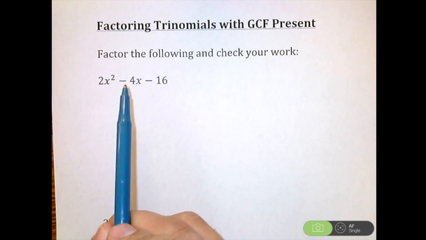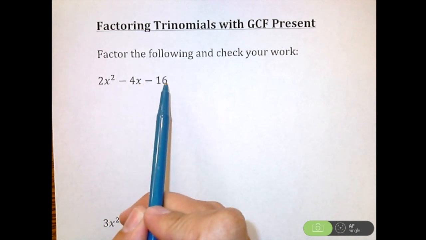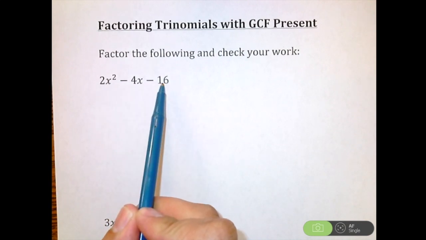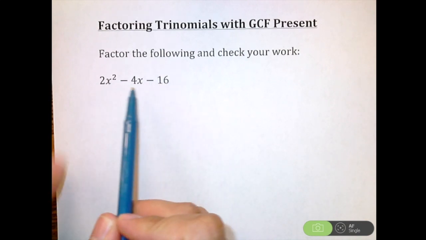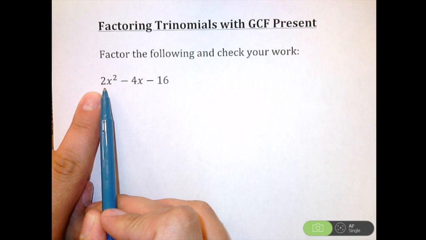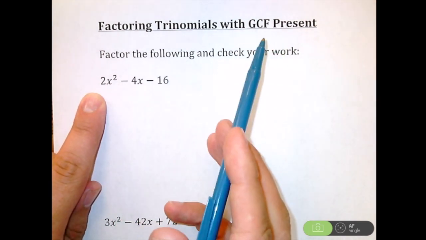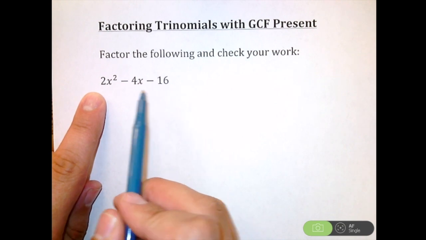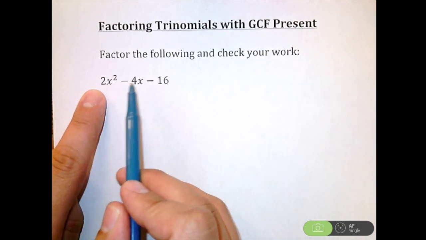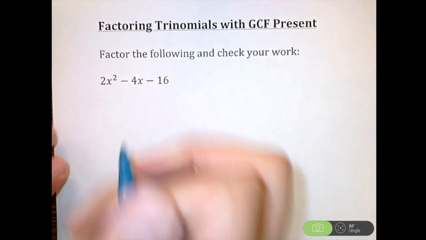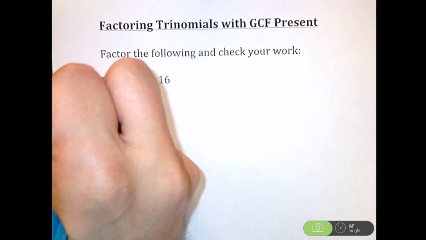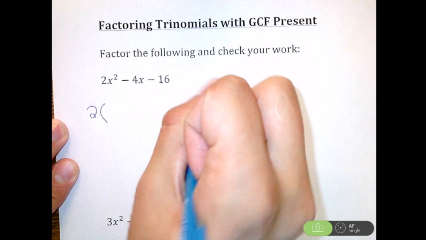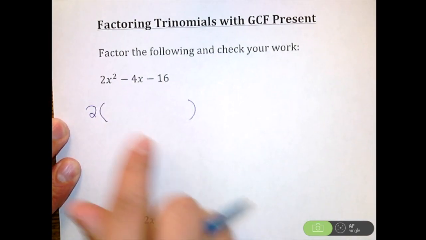So here we have 2x squared minus 4x minus 16. We would like to factor this. What's different about this one from previous ones is all of a sudden now we have a 2 out front. But a GCF is a greatest common factor. So we're looking to see is there something all three of these have in common. Well, if you look at the numbers, I have 2, -4, -16. All of these numbers can be divided by 2. So what we're going to do is divide everything by 2 and see what happens.